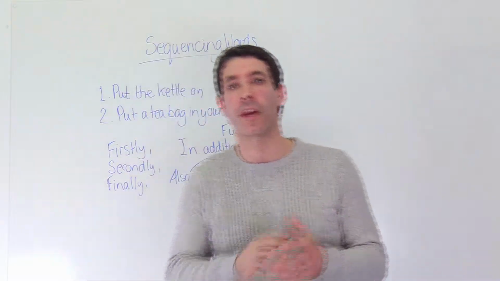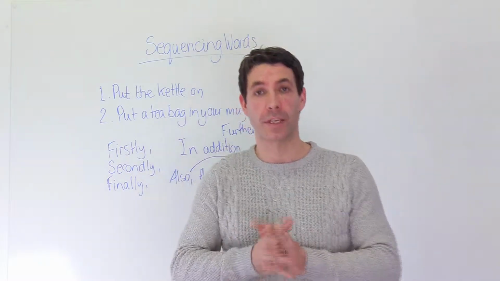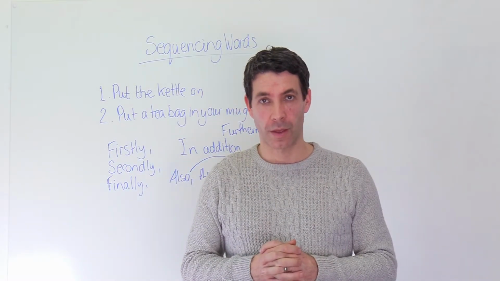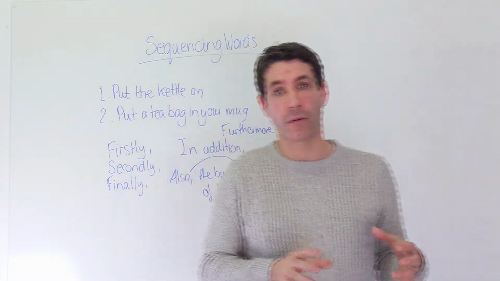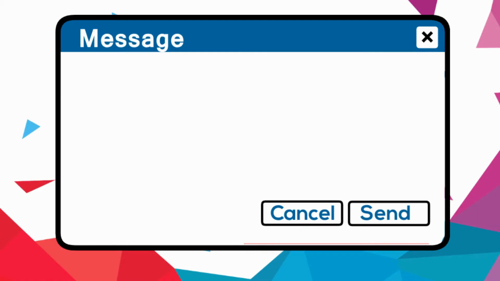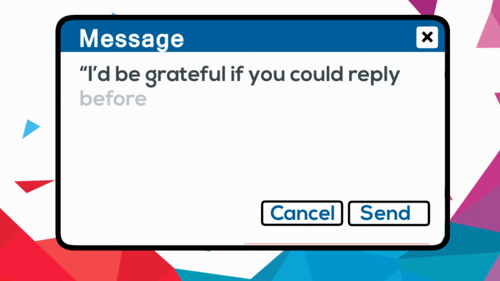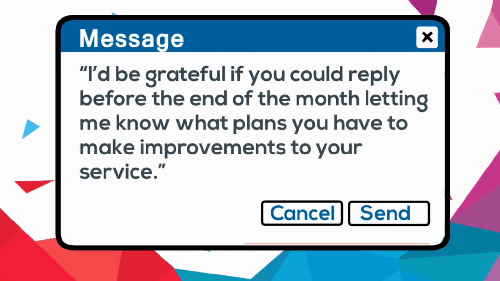So we would say something like, finally, comma, your fares have gone up 3 times this year and are the most expensive in the region. Full stop, and we end that paragraph. When we come to our final paragraph, we're going to ask for something to be done. I'd be grateful if you could reply before the end of the month, letting me know what plans you have to make improvements to your service.